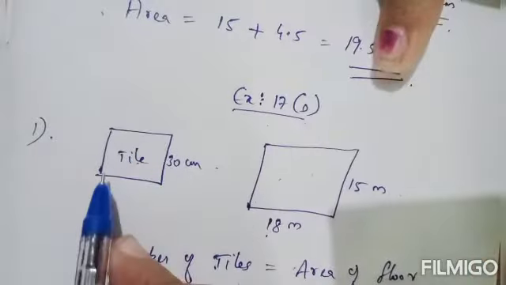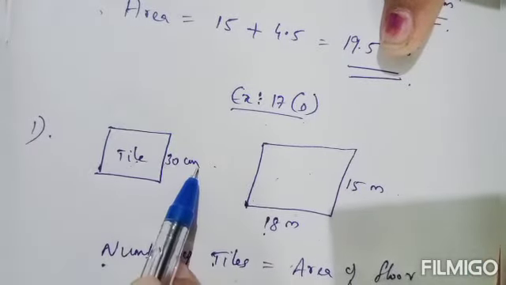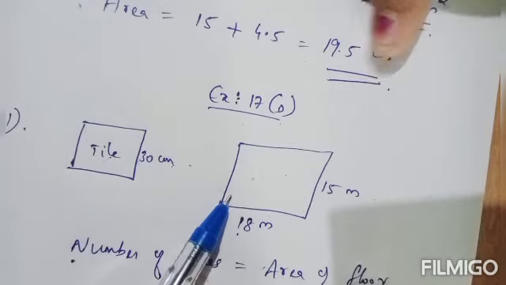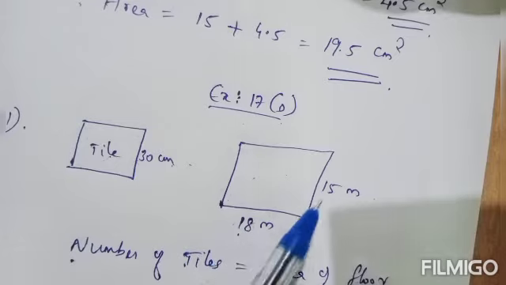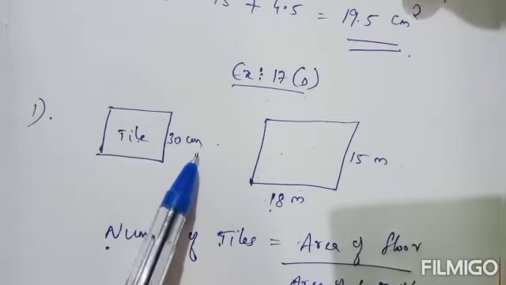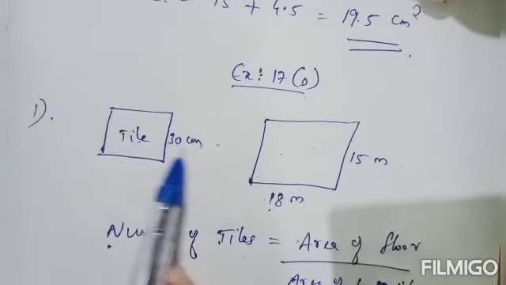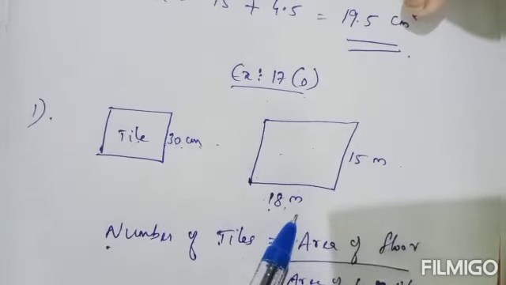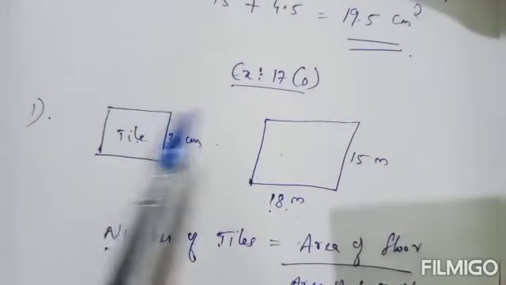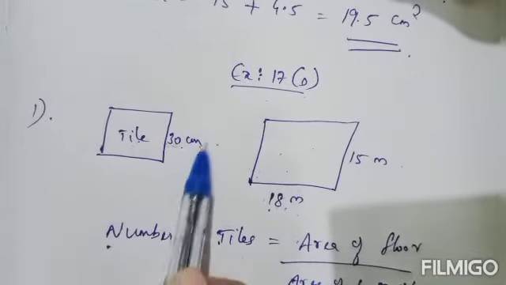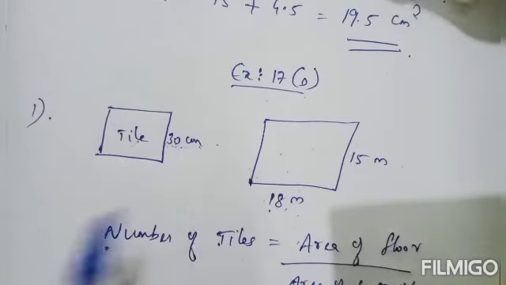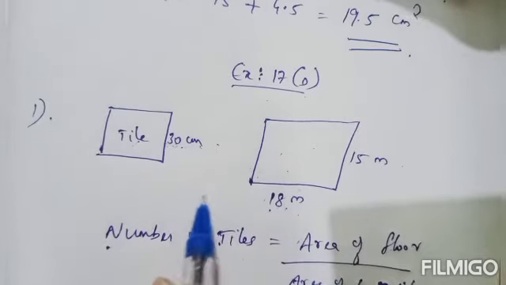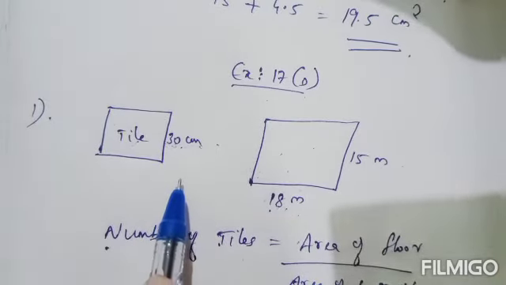Okay. Now here area of tile, square tile you can find, side is given. Area of a rectangular floor, this is rectangle shape floor, that also you can find, its length and width is given. But here you can notice one thing. One is in centimeter and floor's length and width are in meter. So you have to make the unit same first. So let us convert the centimeter to meter. 30 centimeter on converting to meter, what will you get? 30 centimeter is 30 by 100. Just divide by 100.